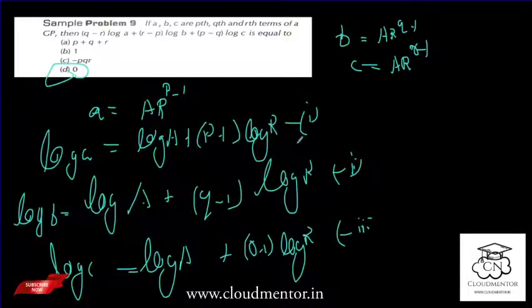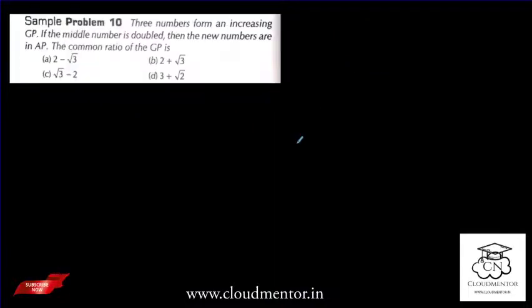So that's it, and moving to the next question. Yes, the three numbers form an increasing GP. If the middle number is doubled, then the new numbers are in AP, and the common ratio of the GP is what we have to find.